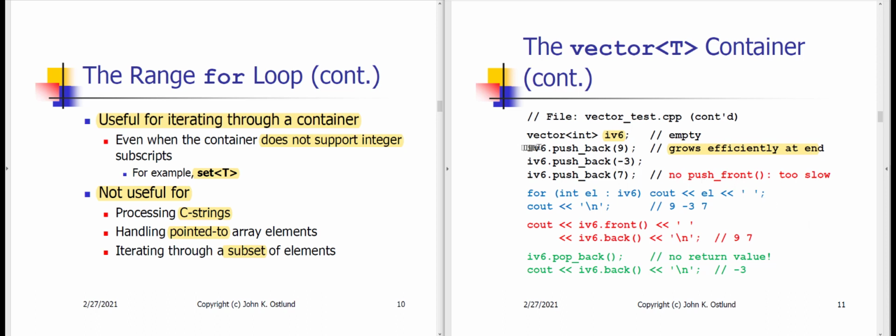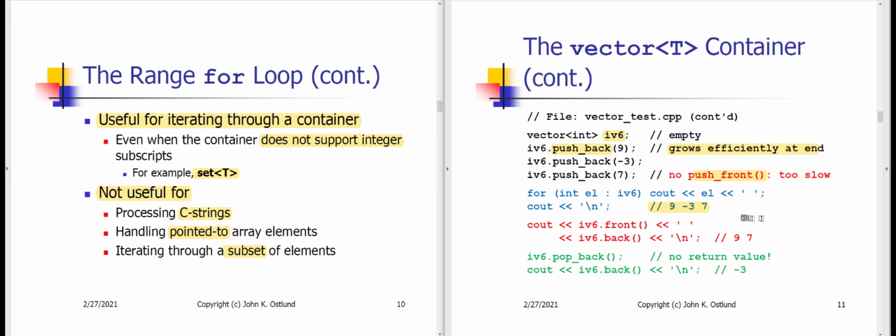In any case, IV6 was empty, and now we're going to push a 9 onto the back. So at this point, IV6 contains one element, which is 9. Then we push back a -3, so IV6 contains 9 followed by -3. And push back a 7, so IV6 now contains 3 elements, 9, -3, and 7. As I said, there is no analogous push front member function. If I now loop through IV6, I see that at this point it contains 9, -3, and 7.